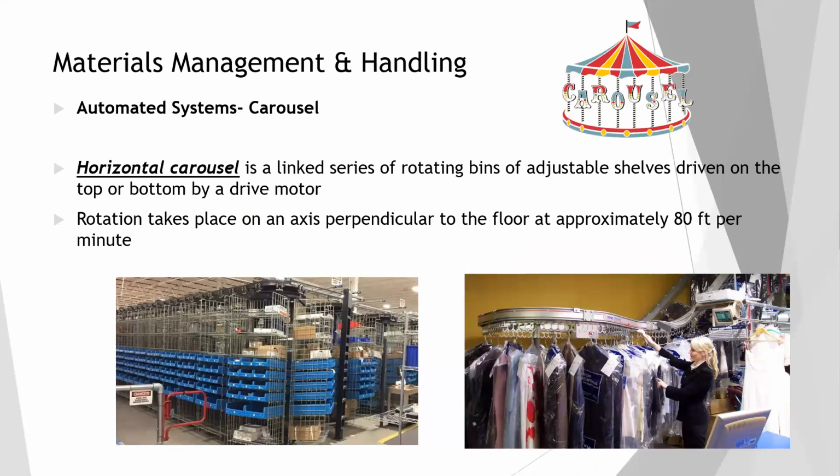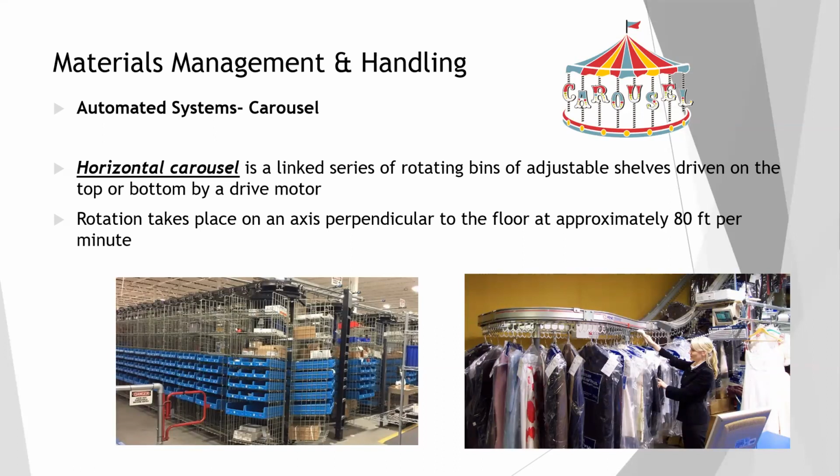A horizontal carousel is a linked series of rotating bins of adjustable cells that are driven on the top or bottom by some sort of motor. The rotation takes place on an axis that is perpendicular to the floor, and usually it goes at about 80 feet per minute. If you've ever been to a dry cleaner picking up something you had washed and pressed, especially in a very big dry cleaner, when they are retrieving your garment, they will use a horizontal carousel. You can see in the picture in the bottom right an example of a dry cleaner's horizontal carousel.